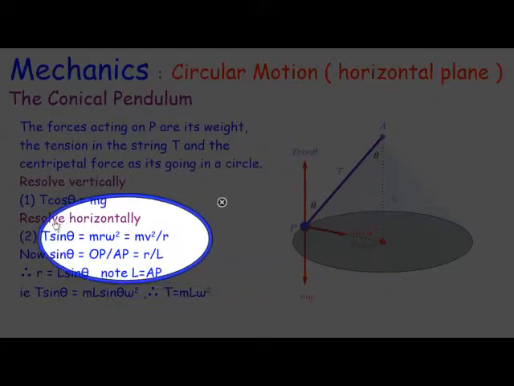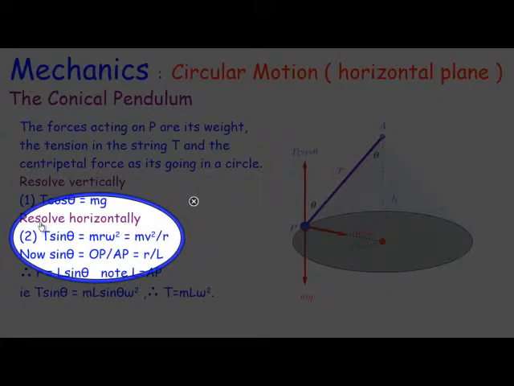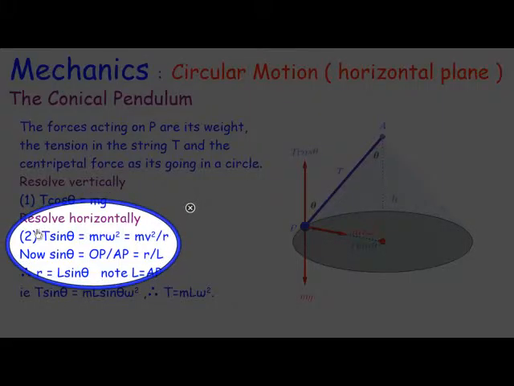But basically, what's this? T sine theta equals mr omega squared. That's the centripetal force, and that's equal to mv squared on r as well, using v equals r omega.